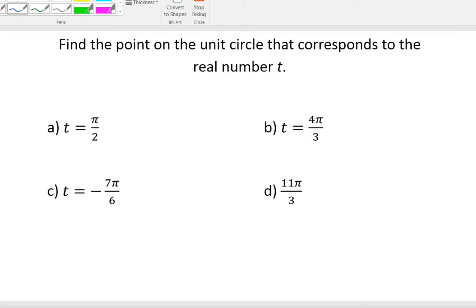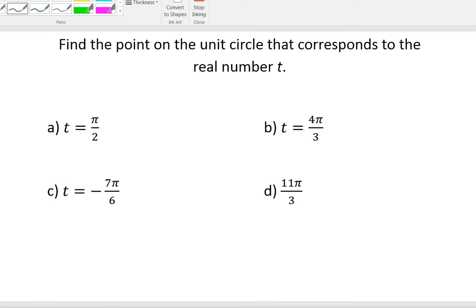All right, let's look at our first example today. We're working with the unit circle, and we're going to find the point on the unit circle that corresponds to the real number t. So if we imagine a number line stretched around that unit circle. Letter A, t equals pi halves.